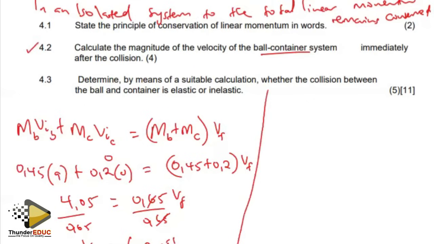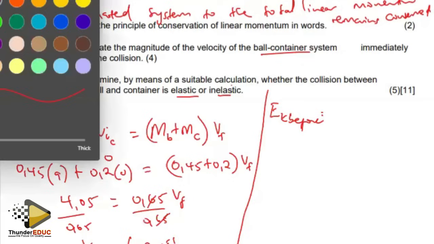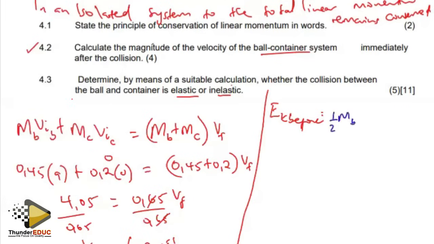And then 4.3, determine by means of calculation whether the collision between the ball and the container is elastic or inelastic. So remember what we said. For as long as a question of this nature comes, the first thing you need to go for is the kinetic energy. So calculate the EK before, and then we also look at the EK after. For the EK before, I'm going to say it's a half mass of the ball, velocity of the ball squared, plus a half mass of the container, velocity initial of the container squared. When I do my substitution, it's going to be a half times 0.45 times 9 squared. The other term dies out because the initial velocity is 0.